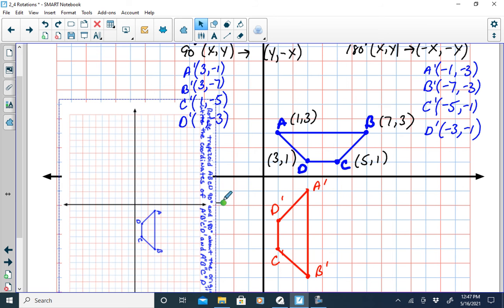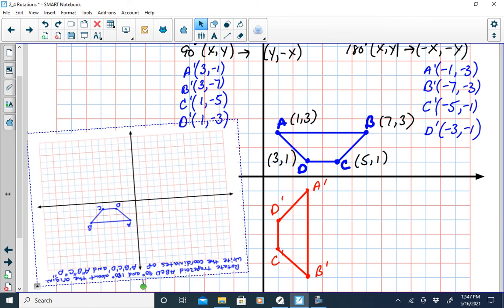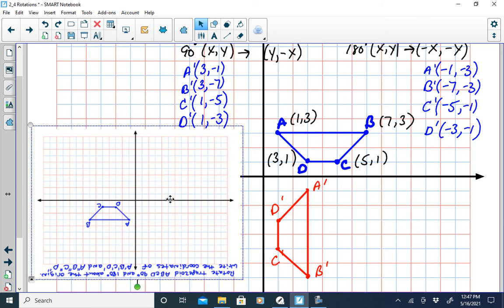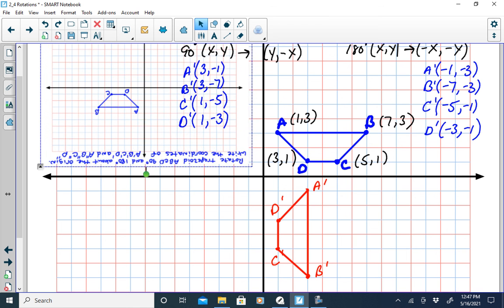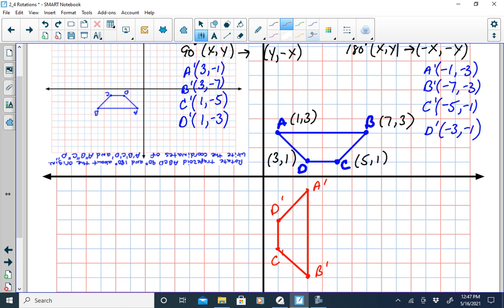Let's try our 180-degree clockwise rotation. The figure should look like that. Well, let's graph our points and see. Change colors here. We'll use the orange. This should be a double prime. My bad. These should be double primes here. So A double prime, negative 1, negative 3. There's your A double prime. B double prime is negative 7, negative 3. Your B double prime.